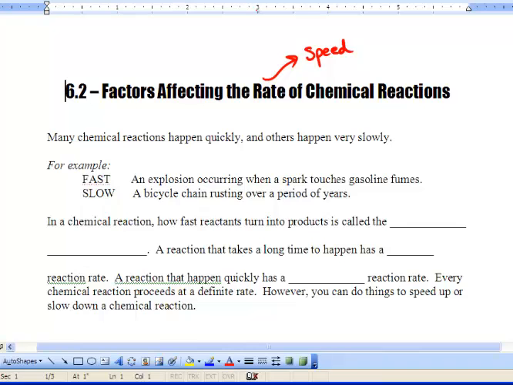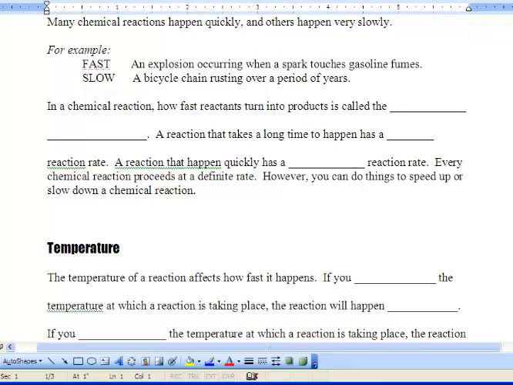Now, factors affecting the rate, well, rate is speed. And that's the speed of chemical reactions. Now, they can either happen very quickly or they can happen very slowly. An example of a fast reaction would be an explosion occurring when a spark hits gasoline. A slow reaction that takes a long time would be a bicycle chain rusting over a period of years. Now, in a chemical reaction, how fast reactants turn into products is called the reaction rate. A reaction that takes a long time to happen has a low reaction rate, and a reaction that happens quickly has a high reaction rate.